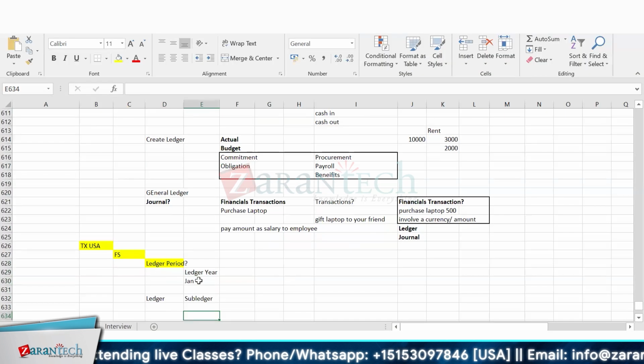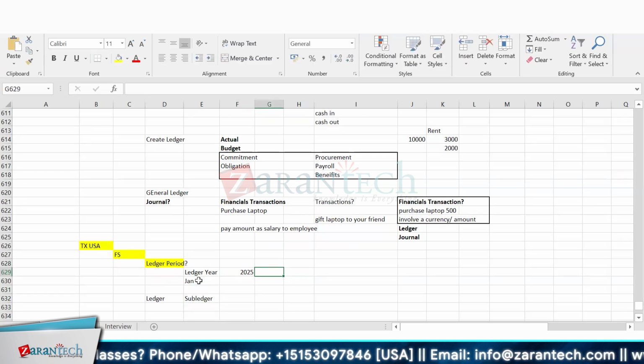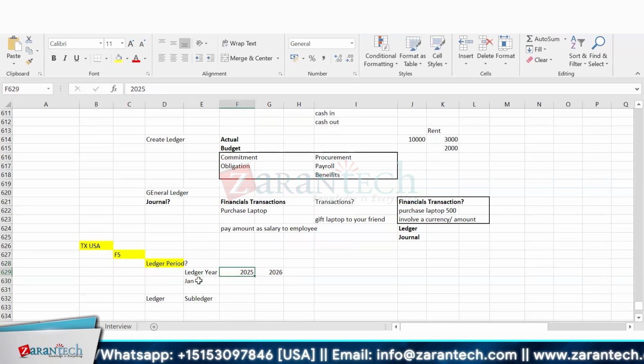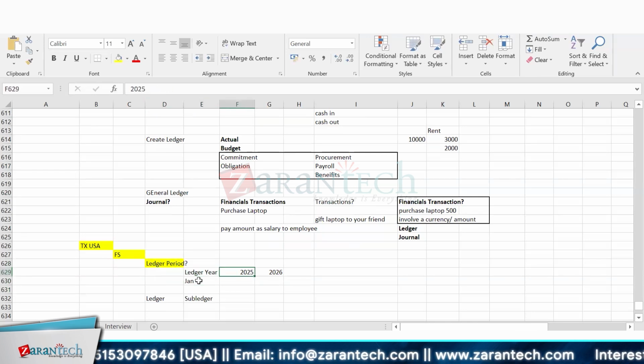Even, for example, if I open up 2025, it will be available. But when you go with 2026, again you need to create the year first. So for that, you have to open up your ledger year as well.